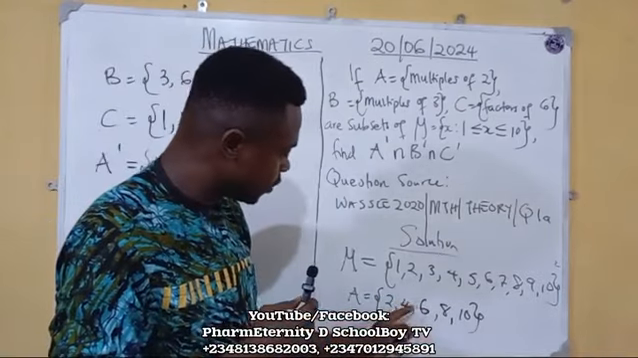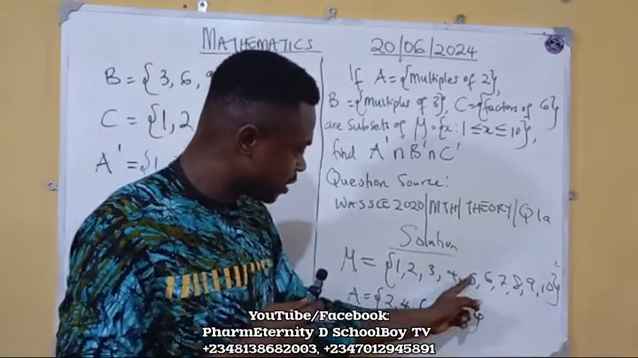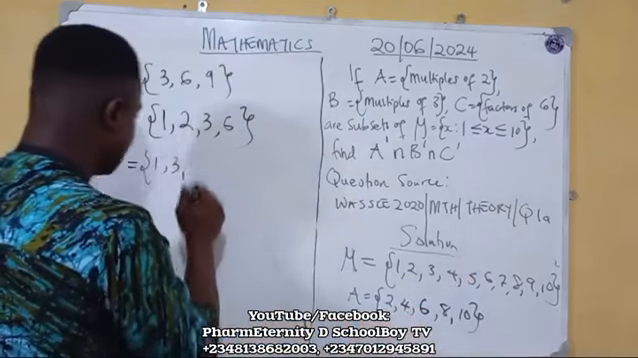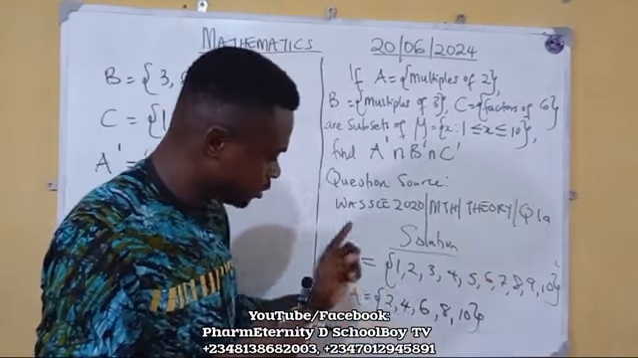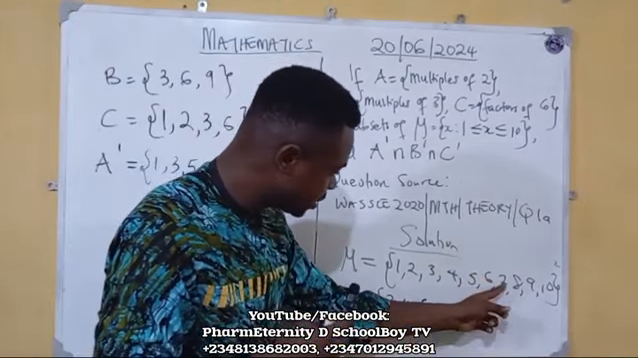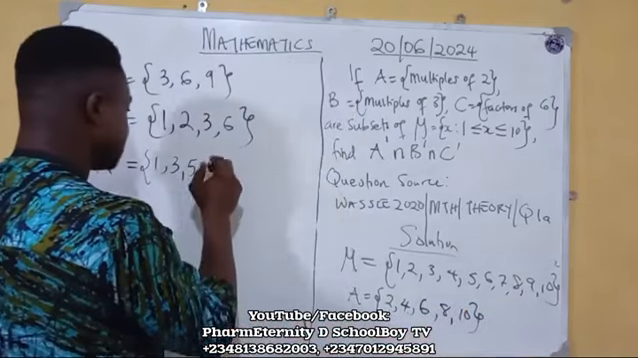4 is here, 4 is here, no need. 5 is here, no 5 here, so I'll write 5. 6 is here, 6 is here, no 6 is not under it. 7 is here, but there's no 7 here, so I'll write 7.